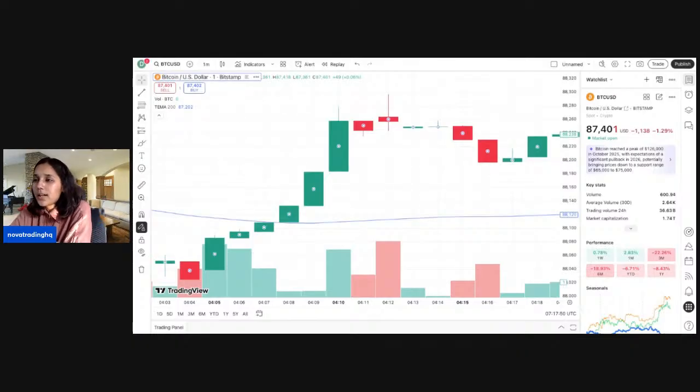Now, during the time period of 4:14, again you can see a very small indecision kind of candle. It's a very small body with wicks, right? You can see the upper wick, and again there is no lower wick. So this represents the uncertainty in the market, right?